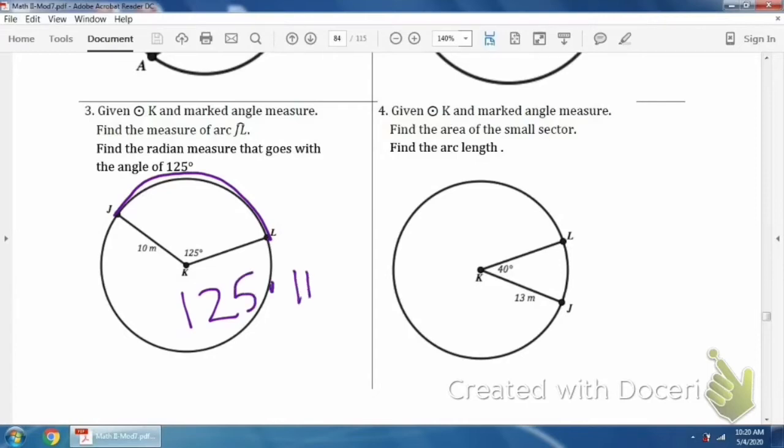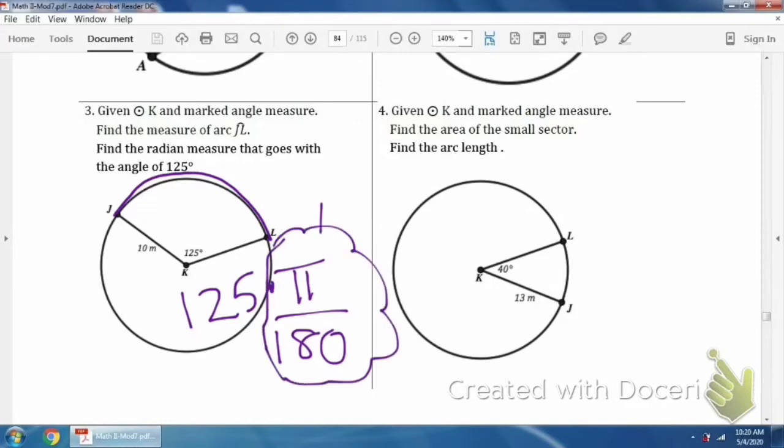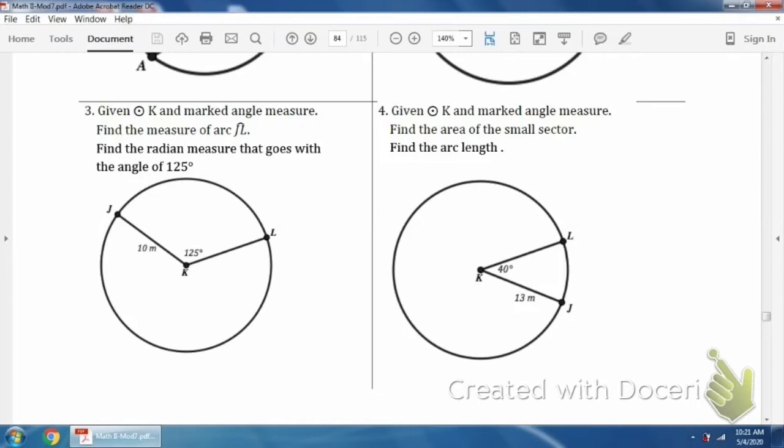To do that, if you watch the other videos, you just multiply by pi over 180. So 125 to radians times pi over 180. That's how we go to radians. And then simplify the 125 and 180. Number 4 is the one where they're asking you for arc lengths and areas of sectors. That's where you're going to have to do angle divided by 360 times the circumference or times the area, depending on what they're asking you for.